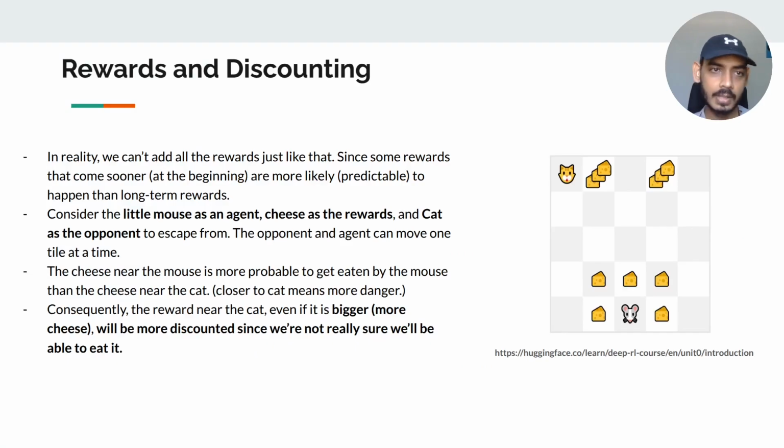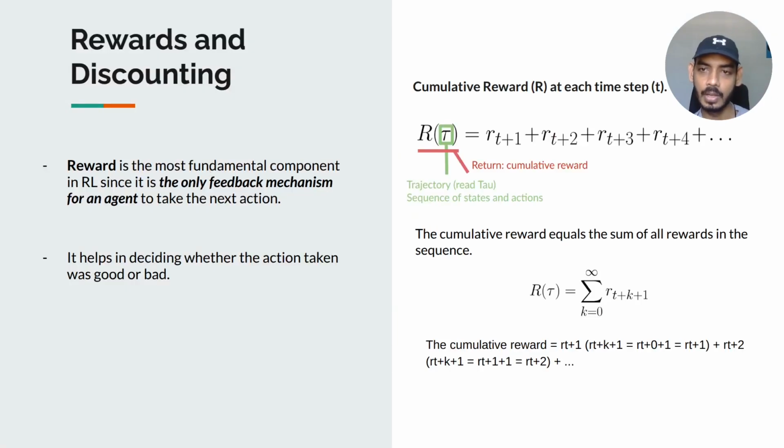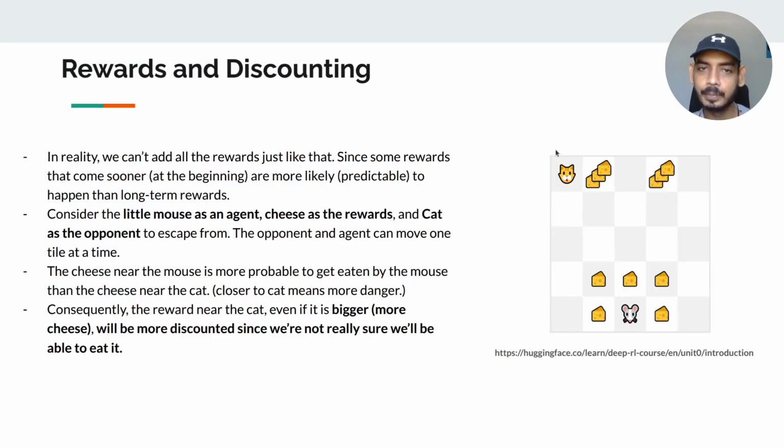Now let's understand rewards and discounting, and how not all actions are capable of getting the same set of rewards. What do I mean by that? In the previous slide, let me go back, we were giving this reward under the assumption that all the rewards are equal. But some rewards will be more important than other rewards.